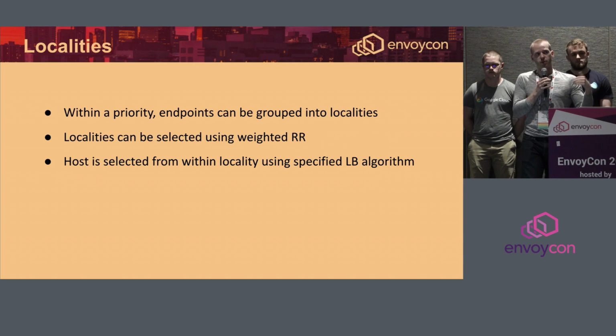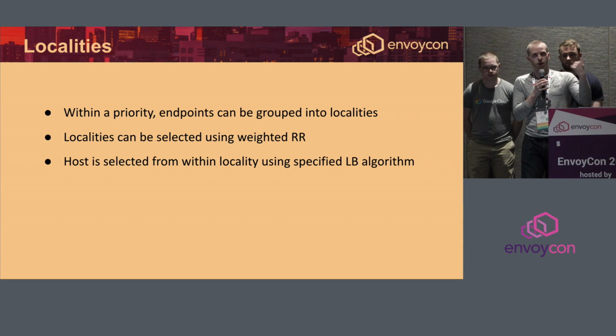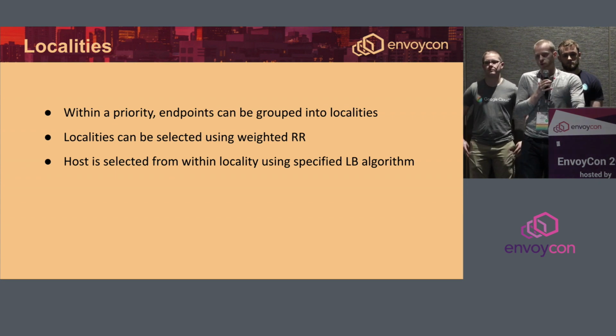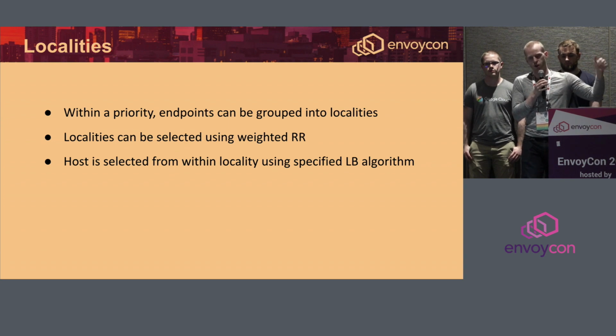Now, once the priority has been selected, this is when locality selection comes into play. It's an optional feature that you can enable, but if you do, you get weighted round robin between your localities, which are basically just a grouping of endpoints scoped to a priority. Once a locality has been selected, the load balancing algorithm that you specify on the cluster, if you like random, round robin, whichever, comes into play. So regardless of what you select, you're still going through this priority selection and optional locality selection. They're separate from the algorithm specified.